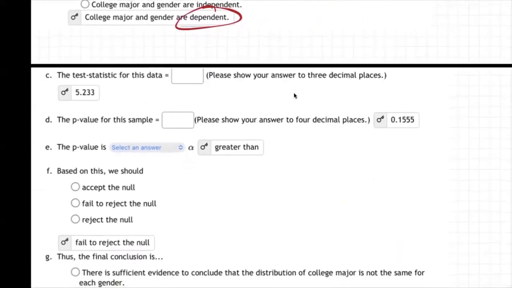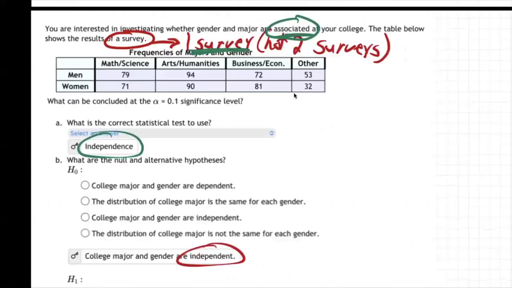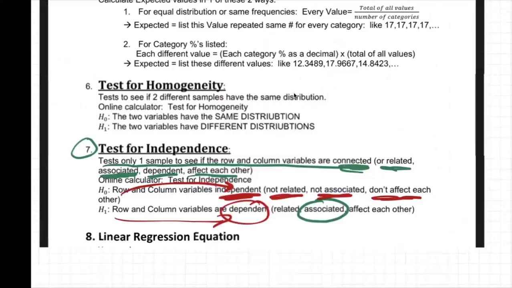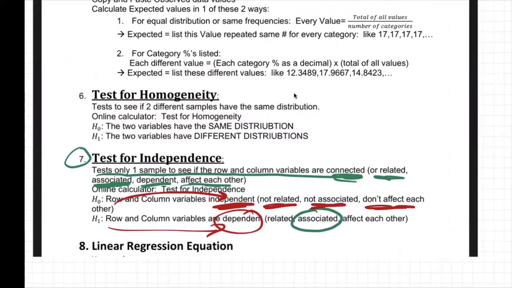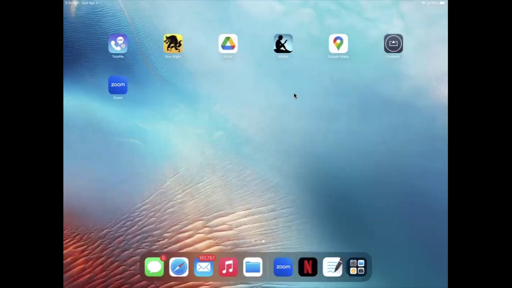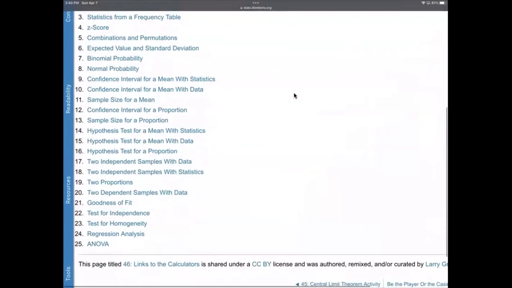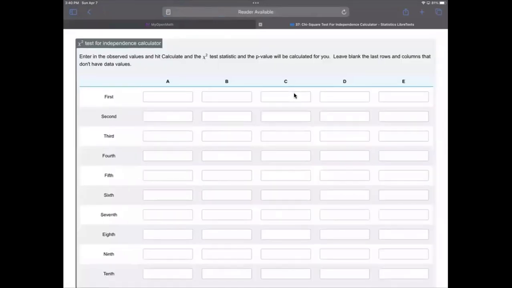Now it's time for the test statistic and the p-value, which we always get from the calculator. How are we going to do it? Which calculator does it say to go to? So for the test for independence, we're going to go to the online calculator, test for independence. No big surprise there. Here it is. Number 22, test for independence. And then that opens up, and we got a big chart and we just fill it in.